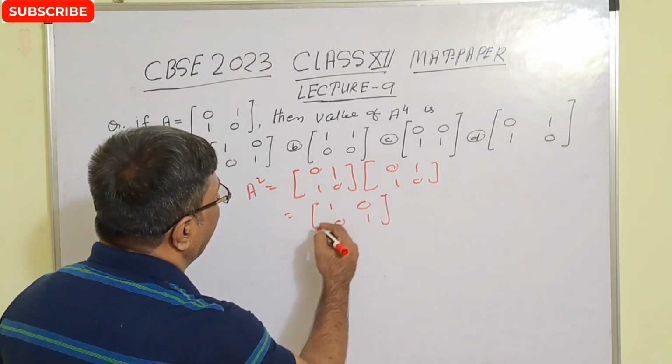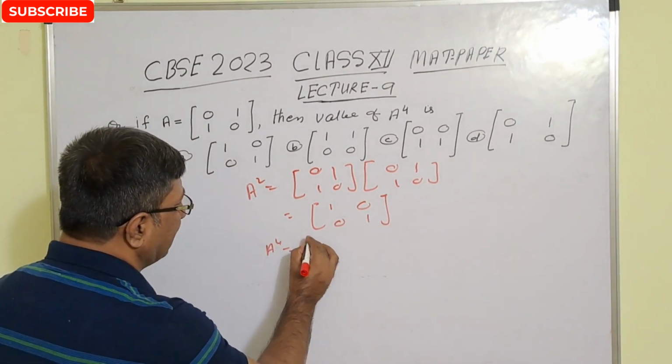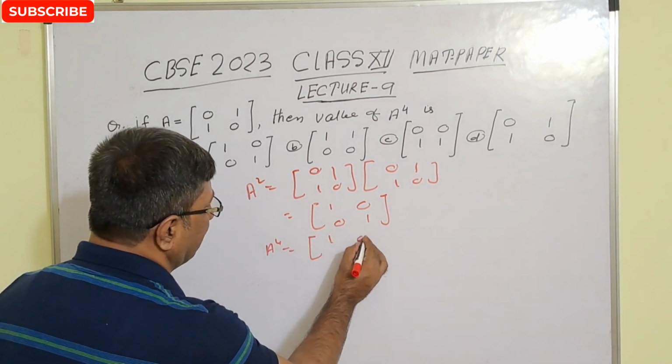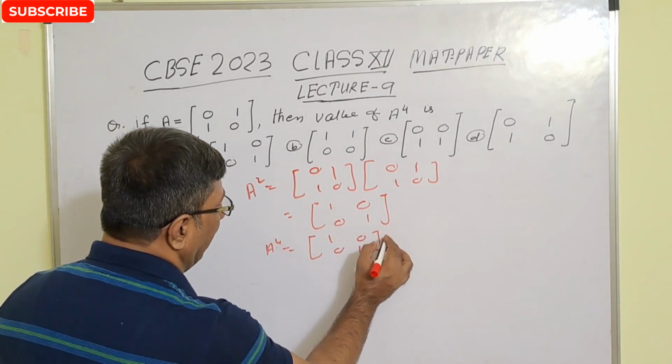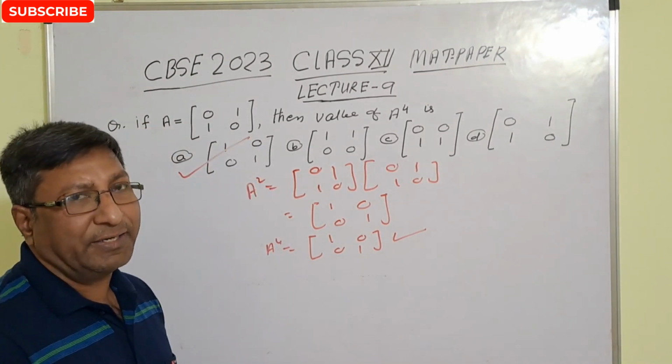So this is what? Identity matrix. So when we find A to the power 4, we will get the same, that is [1 0; 0 1]. So this is what? Identity matrix is the correct answer.